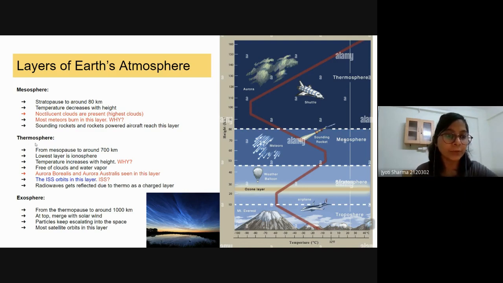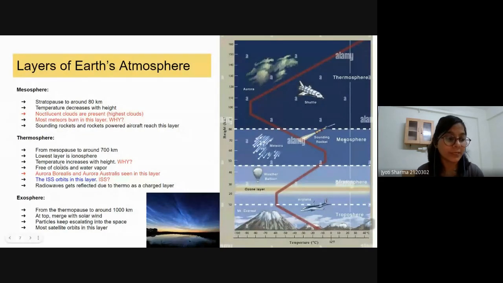Then let me talk about the thermosphere. This thermosphere starts from 80 kilometers up to 700 kilometers. And here the lowest layer in the thermosphere is the ionosphere. Why is this the ionosphere? Because here there is a very high temperature, and the gas concentration is very thin. Gases are very far apart from each other, in such a way that a plasma-like condition happens here.